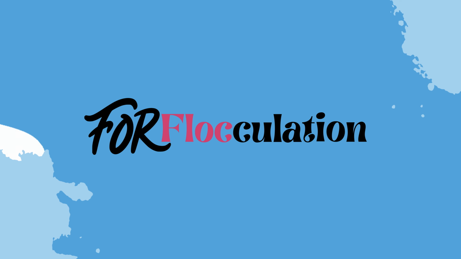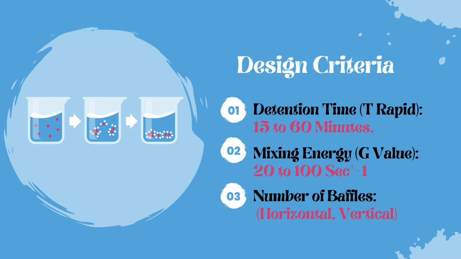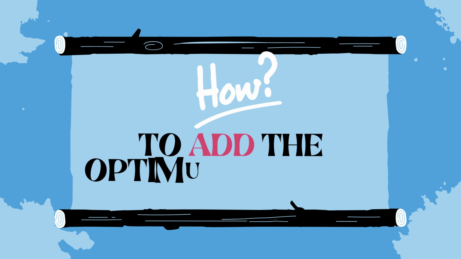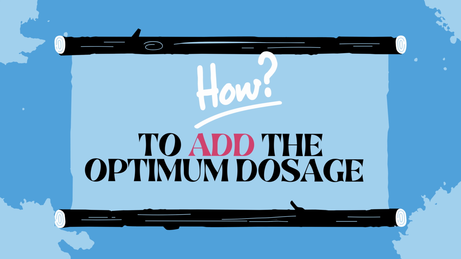Now onto flocculation. For flocculation, we require more time. Detention time is around 15 to 60 minutes and less energy required, typically 20 to 100 per second. To ensure smooth mixing, bubbles are essential to slow down water movement. The design concept remains the same, just we need to adjust the numbers according to the standards and use the same formulas as shown. But how do we determine the proper coagulant dosage?